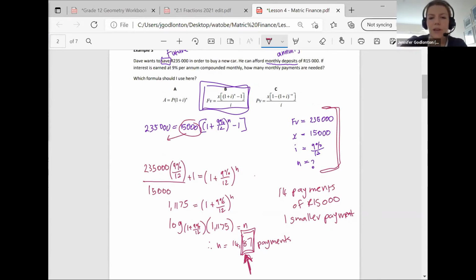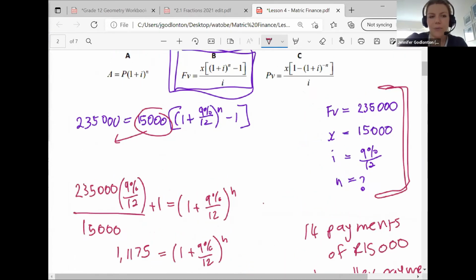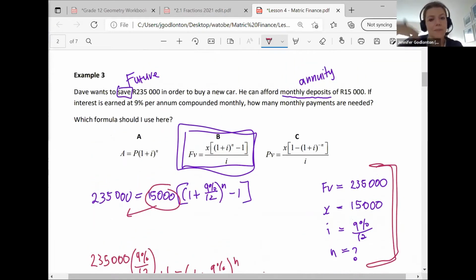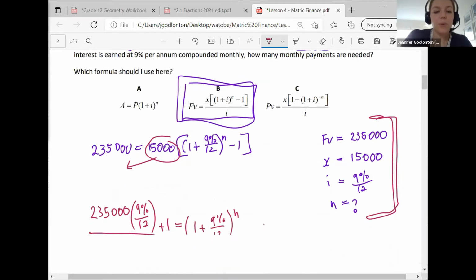Okay, so if we're happy with how we found those and we're happy with our formula, because we knew that it had to be something I'm saving for, so future, and then a monthly deposit. So that's telling me it's an annuity. So the two important things here is that we know it's the future value annuity formula, and we have our grocery list of information. Then we just put it all into our formula.